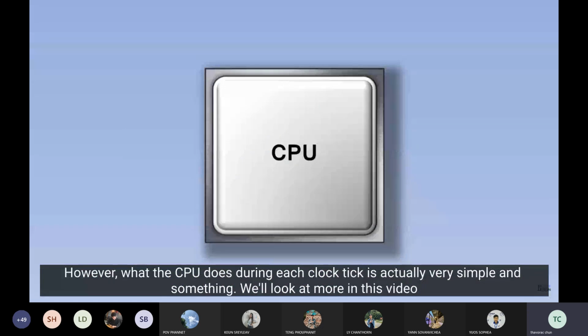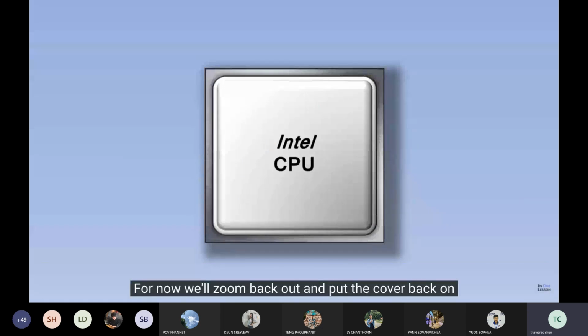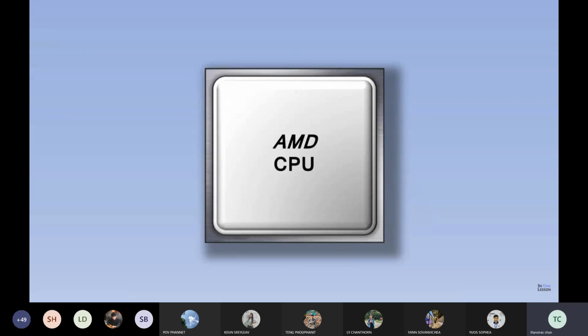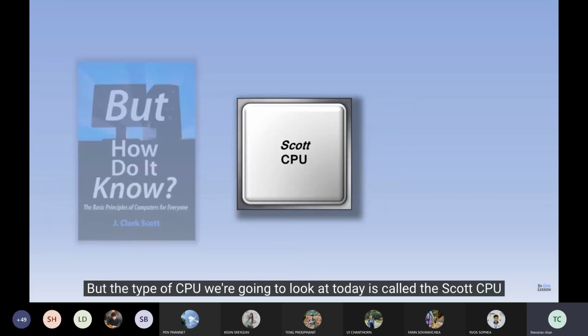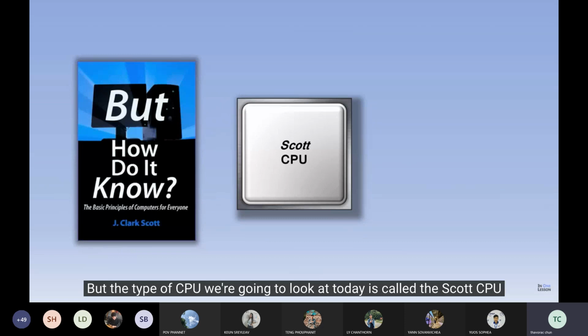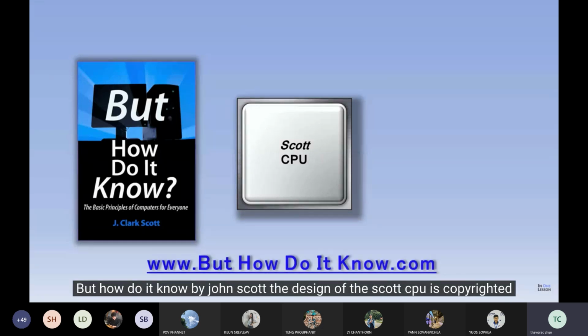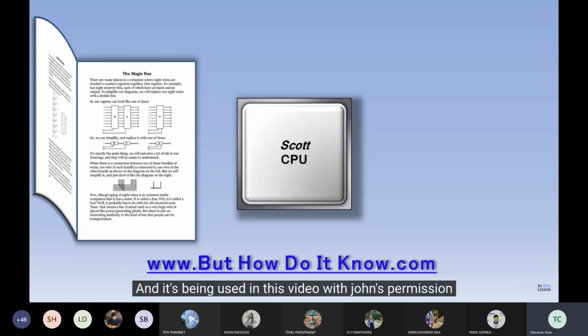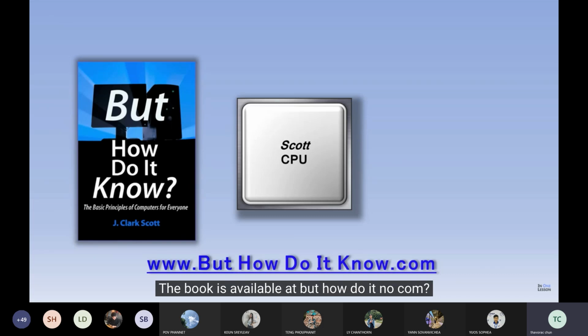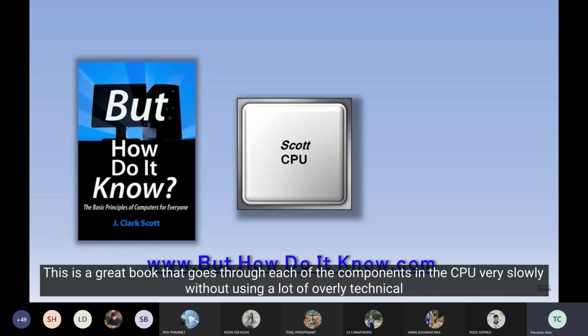The CPU in your computer might be manufactured by a company like Intel or AMD, but the type of CPU we're going to look at today is called the Scott CPU. The Scott CPU doesn't actually exist except as a design in a book called But How Do It Know by John Scott. The design of the Scott CPU is copyrighted and is being used in this video with John's permission. The book is available at buthowdoitknow.com. This is a great book that goes through each of the components in the CPU very slowly, without using a lot of overly technical jargon. If you've been looking for a book that explains how a computer works, I would highly recommend this one.